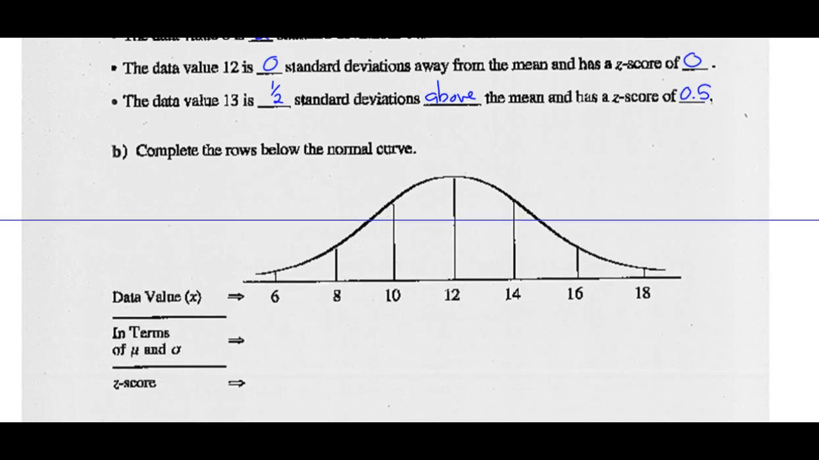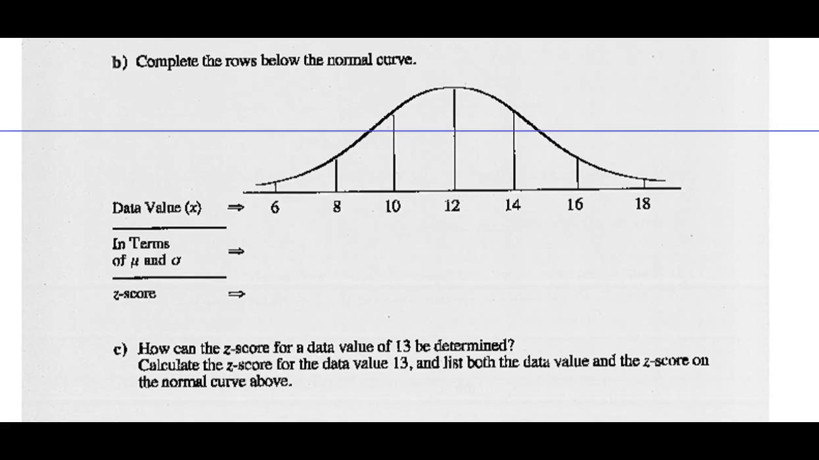So we'll complete the rows below the normal curve. They've got the data values. In terms of mean and standard deviation, 12 is our mean. 14 is the mean plus 1 standard deviation. 10 is the mean minus 1 standard deviation. 16 is the mean plus 2 standard deviations. 8 is the mean subtract 2 standard deviations. And 18 is our mean add 3 standard deviations. 6 is our mean subtract 3 standard deviations.